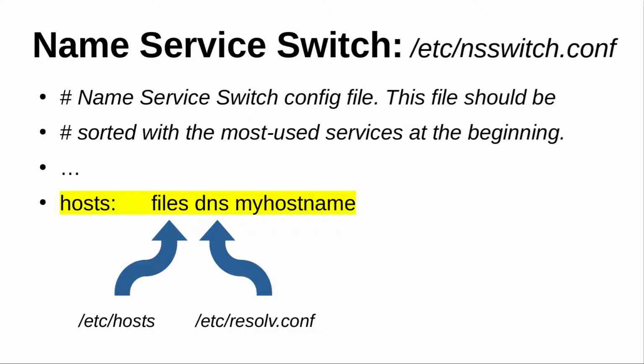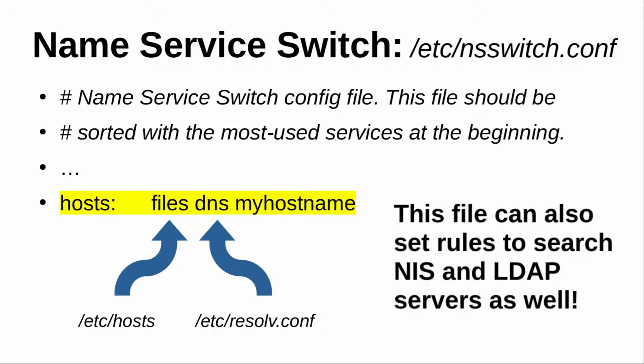As you can see, the default on Enterprise Linux and most other distributions is to check the hosts file first, and then to check DNS by querying IP addresses in the resolv.conf name server section.